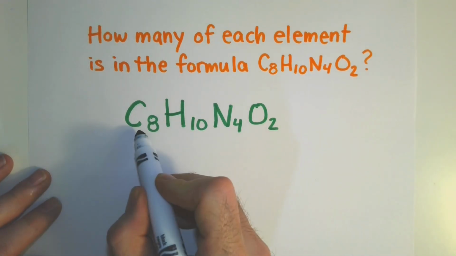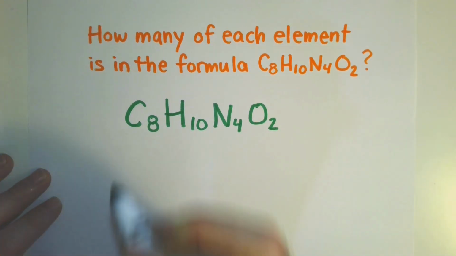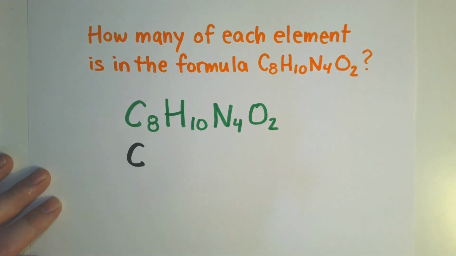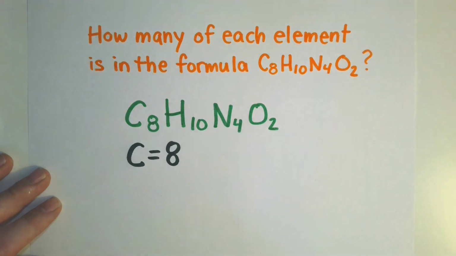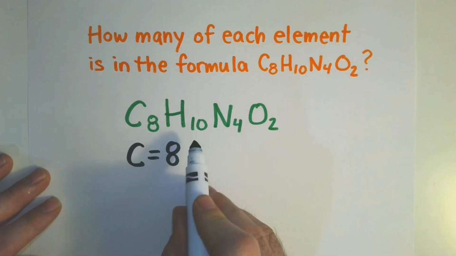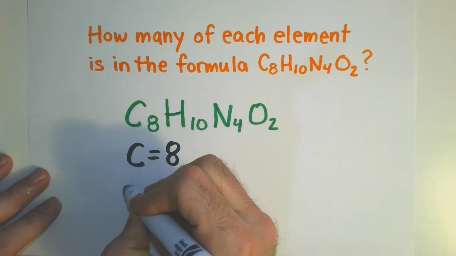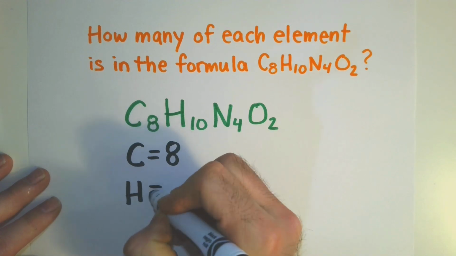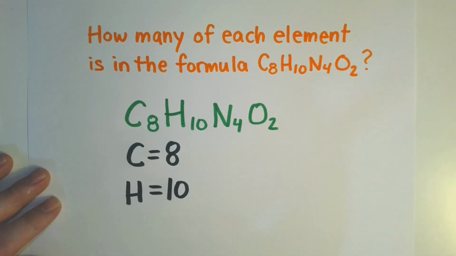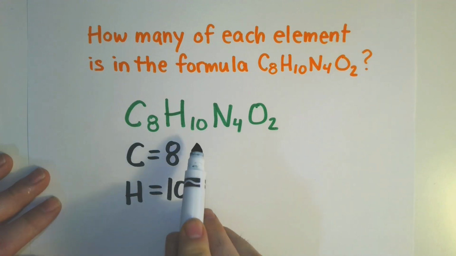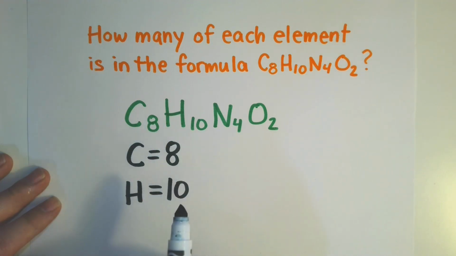And so for our carbon right here, we see we have a subscript of 8. That subscript of 8 tells us that there are 8 carbon atoms in that molecule. Well, next, let's look at our hydrogen. Well, hydrogen has a subscript of 10. And that subscript tells us that there are 10 hydrogen atoms in that molecule. That 10, that subscript only belongs to hydrogen.